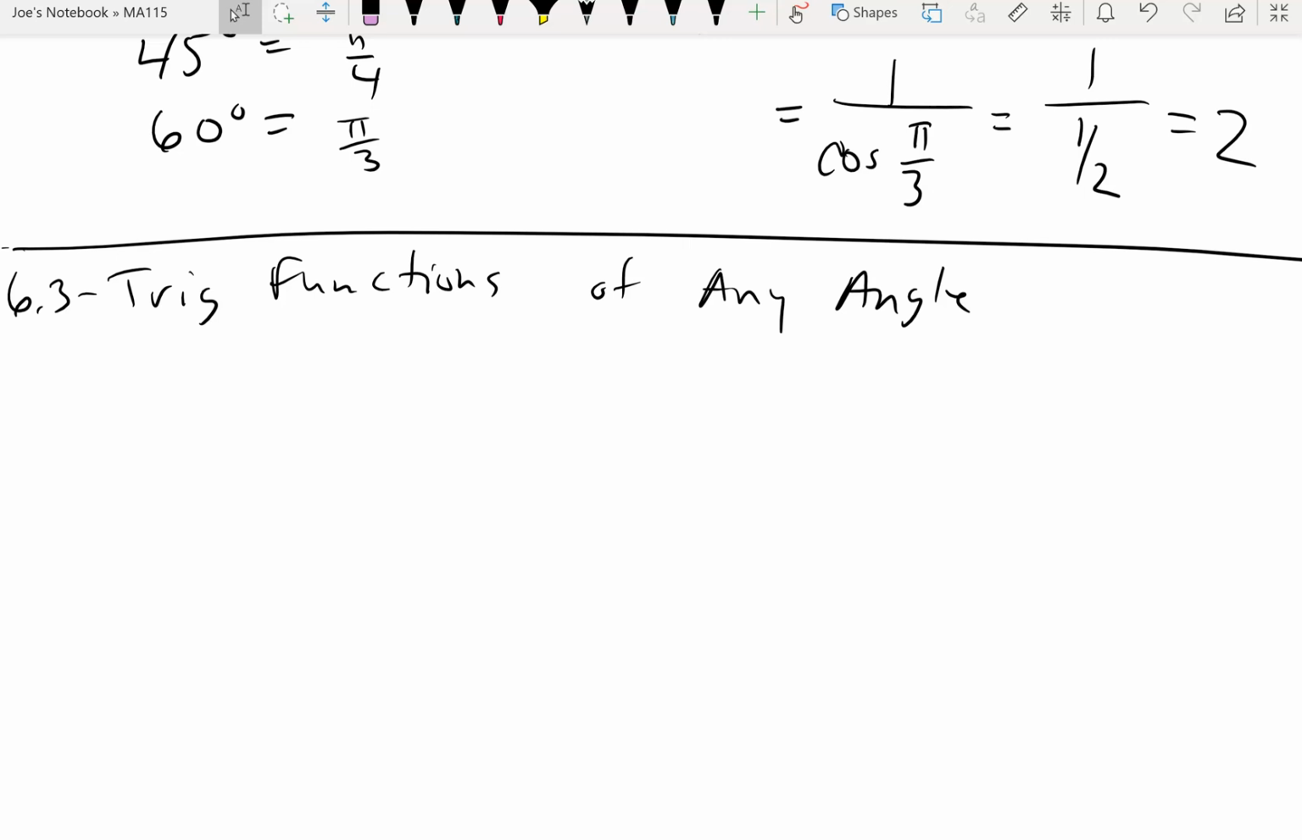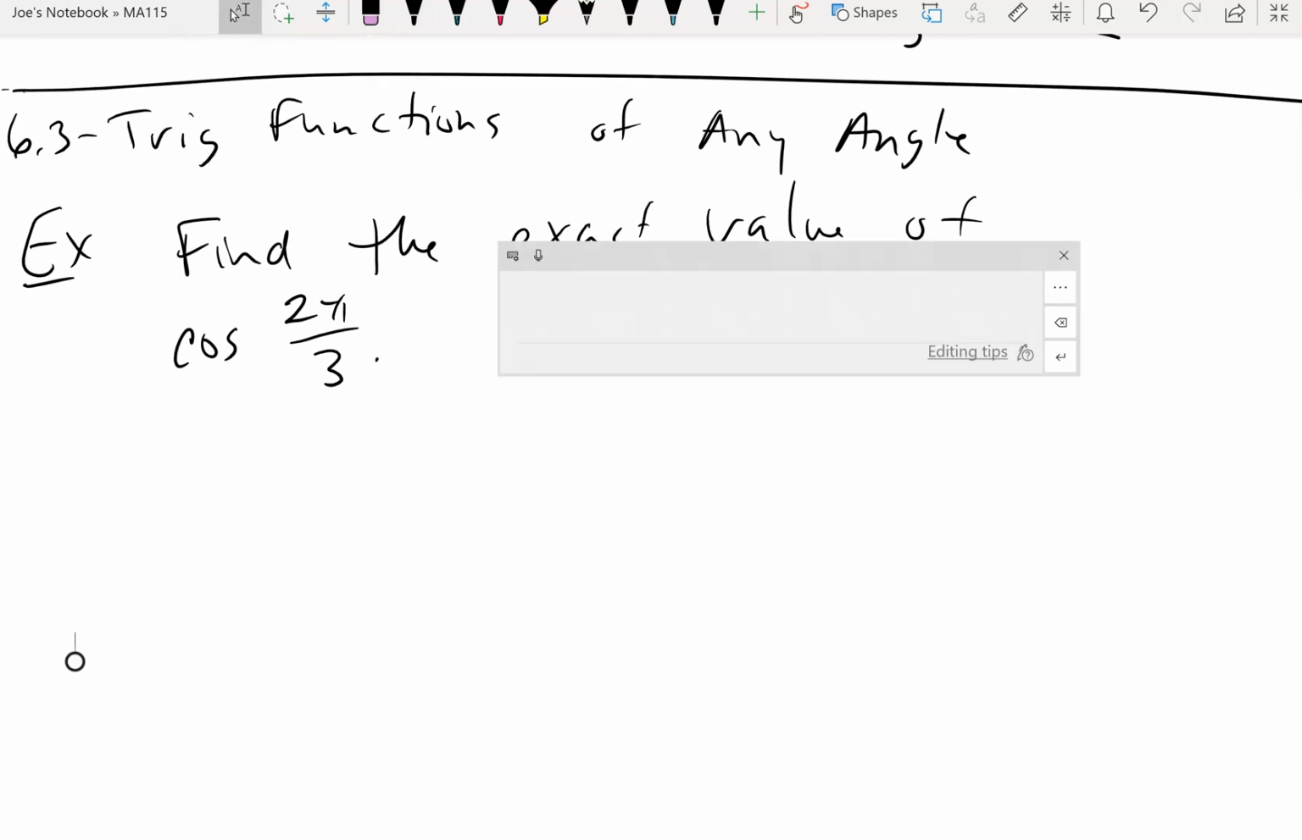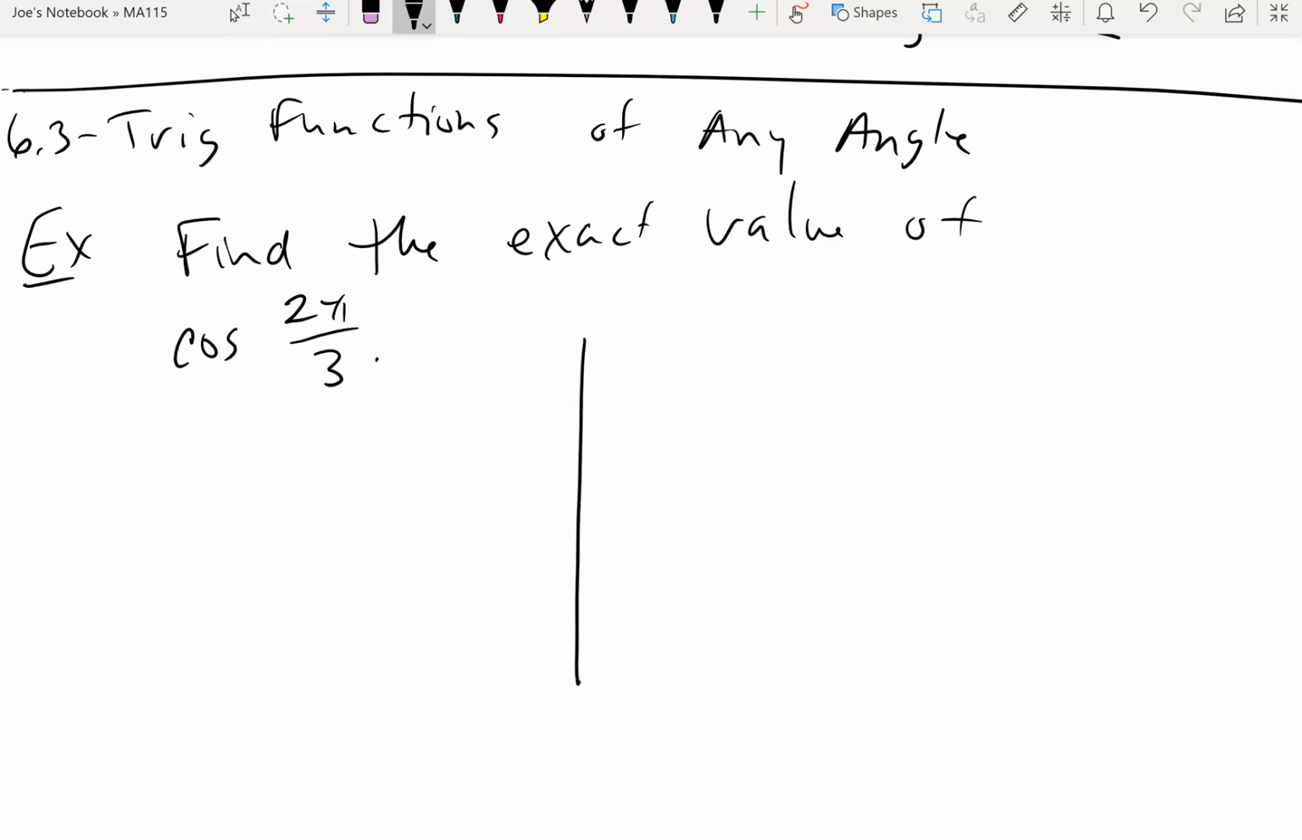So to motivate this by example, let's say you were asked to find the exact value of, let's say, cosine of 2 pi over 3. I purposely gave you something in radians to start with. That's exactly right. It is 120 degrees. All right, so let's think about putting this in standard position. Let's see where this ends up.